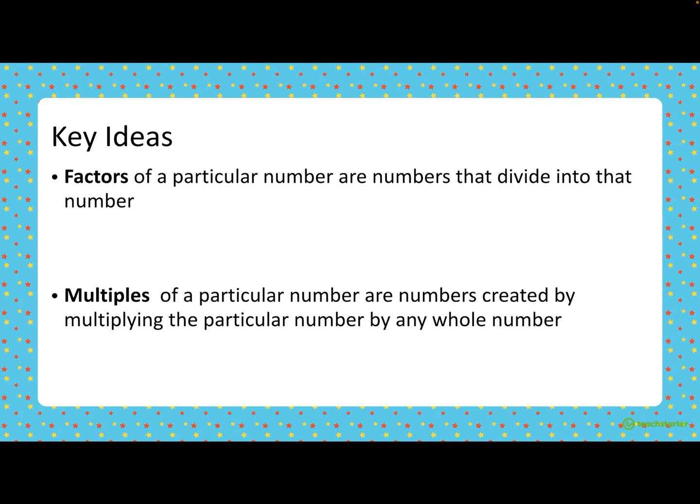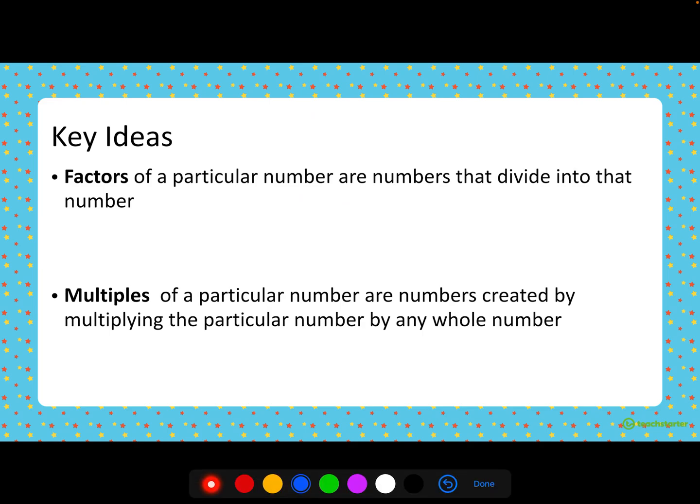So our key idea is that the factors of a particular number are the numbers that divide into the number. So let's do an example. Let's say I have the number 20. I've got to think, what are all the numbers that could go into 20? Well, I could go 1 times 20. I could go 2 times 10. 3 doesn't go into 20, so 3 is not a factor. 4 times 5. And then the next number would be 5, but that's 5 times 4. So as soon as we hit a point where we reach the number on the other side, we can stop.